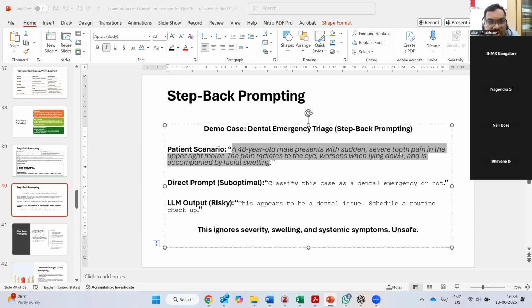You guys are getting my point. This is the patient scenario we have. Now you have to build a step back prompt to help your machine classify this issue as a dental emergency or not a dental emergency. You can try and let me know what prompt you have built, or you can just put the prompt or output, whatever you got, into the chat.